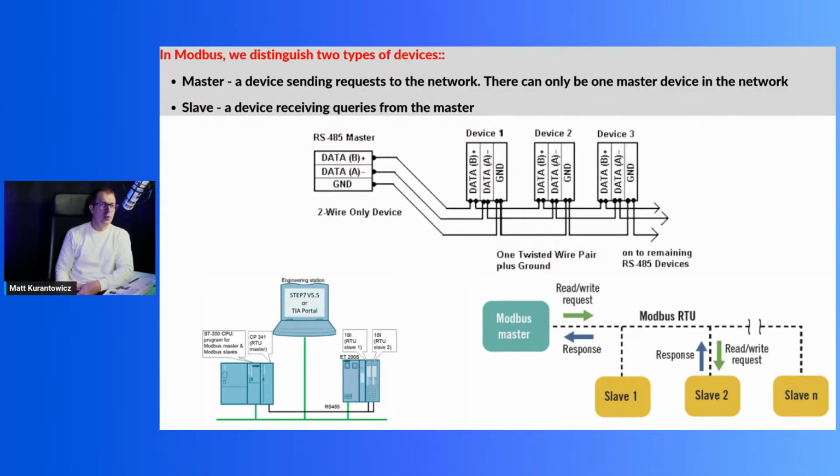In Modbus, we distinguish two types of devices. The first one is a master. This device sends requests to the network. Okay, there can only be one master device in the network. And the second type is a device which receives queries from the master.